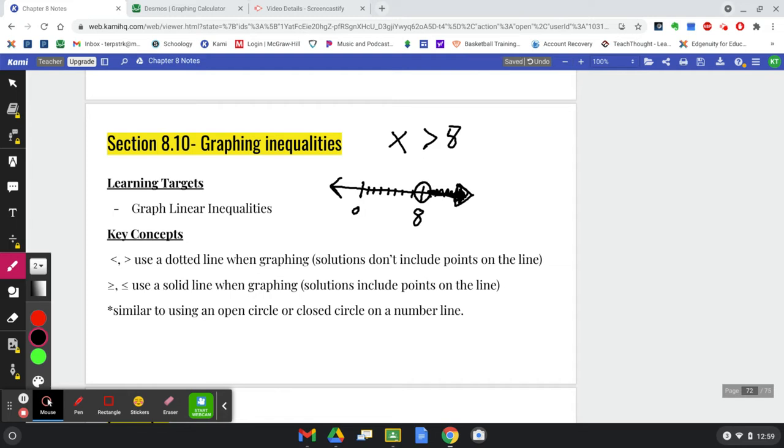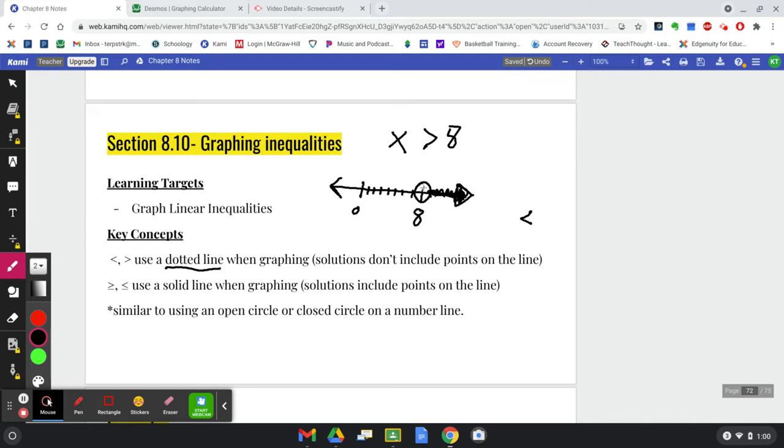Today we're going to look at graphing in two variables, just like we've graphed before, but we're going to have some key concepts. So just like we used an open circle with a greater than, and we would have done the same with the less than, we're going to use a dotted line when graphing equations that have greater than or less than. And we're going to use a solid line when graphing greater than or equal to, less than or equal to. The dotted line represents that the solutions don't include the points on the line.